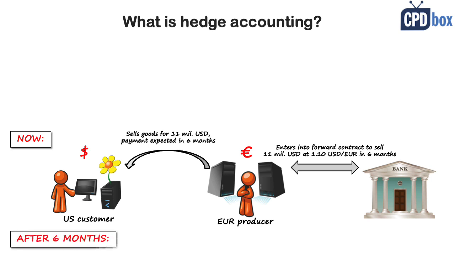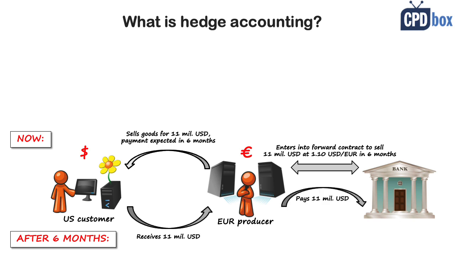After 6 months, the producer receives 11 million US dollars from the customer, and in line with the foreign currency forward contract, it pays 11 million US dollars to the bank and receives 10 million euros from the bank, which is the rate of 1.10 as agreed. So here you can see how that forward contract helped to manage the foreign currency risk because the producer fixed the rate in advance. Now, this is hedging, but what is hedge accounting?